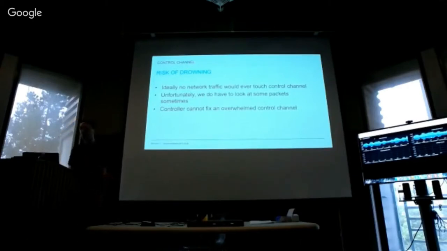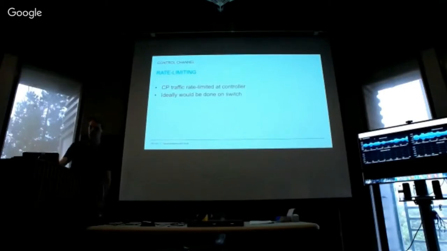But unfortunately, the control plane does have to look at some packets. We've got to learn MAC addresses. We've got to resolve next hops. But we try to keep that to a minimum. So the control channel is rate limited, but it's rate limited at the controller. And I think this is because Open vSwitch does not support OpenFlow metering. That's great. Yeah. Coming in the next release. Great, because ideally that would be done on the switch.